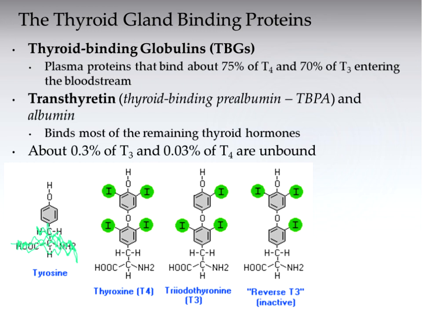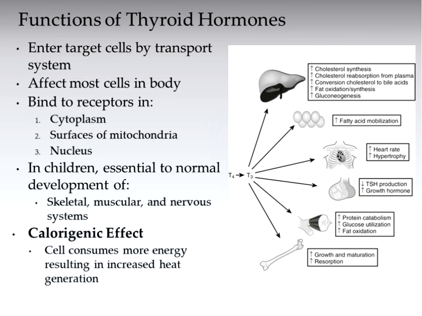All right? Now, ultimately, we want T3. T3 is eventually what we really want to make. But it's easier to make T4 and add the two iodines and eventually take off one of those iodines from the active form, which is triiodothyronine. So you'll find that most of what is actually free is the T3. Most of what is bound is T4, right? And T4, when it unbinds, also needs to convert to T3 to be an active form of the hormone.